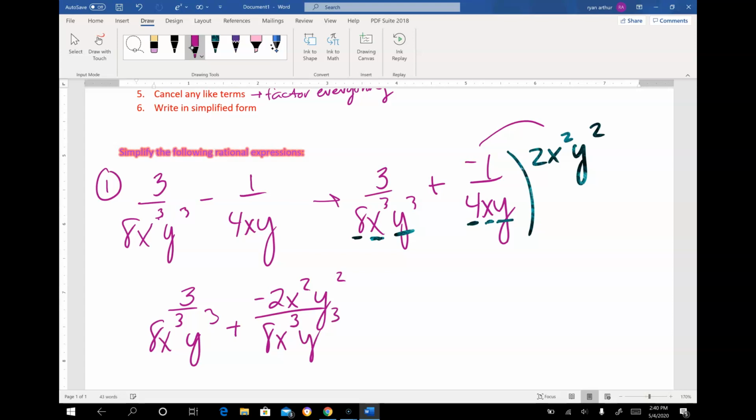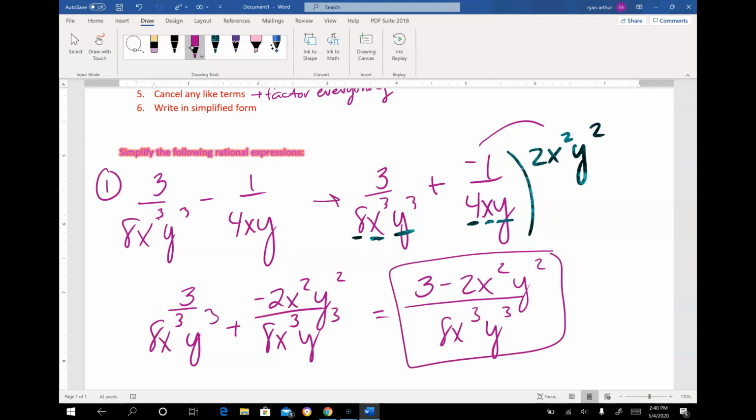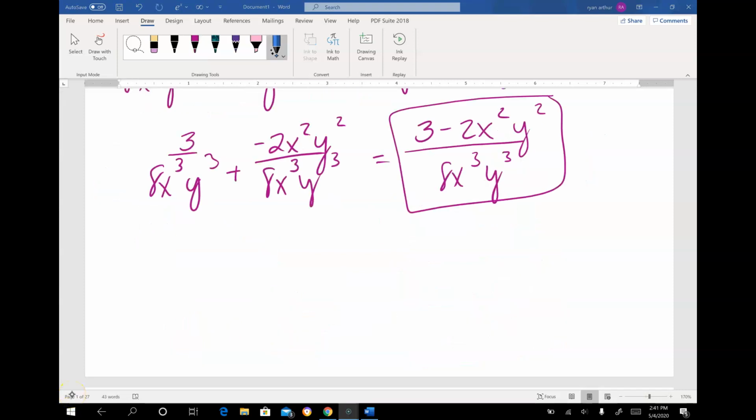Okay, now we can smush. There's really nothing to smush up top. There's nothing to combine. So it's just going to be 3 minus 2x squared y squared over 8x cubed y cubed. And the 3 and the 2 and the 8 have nothing in common. So that's your answer. All right, number 2.